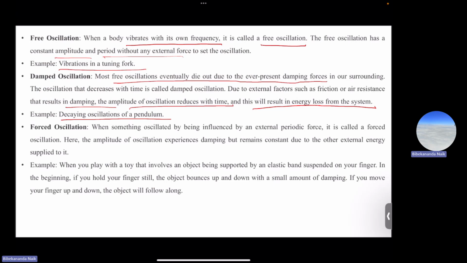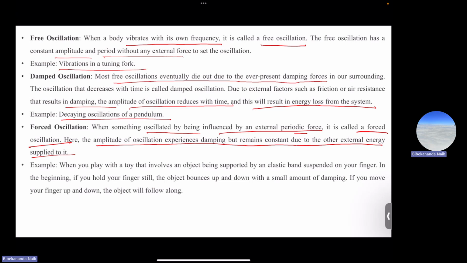And if you talk about forced oscillation, in case of free oscillation there is no external force, and damped oscillation is a type of forced oscillation, but in this case the force is in the opposite direction, that's why the amplitude decreases. And here, when something oscillates under the influence of an external periodic force, it's called forced oscillation. The amplitude of oscillation experiences damping but remains constant due to the external energy supplied to it.